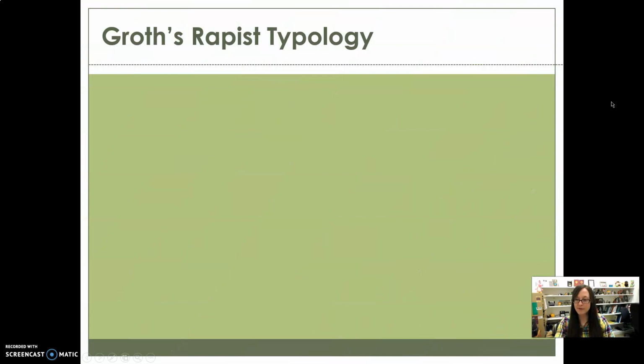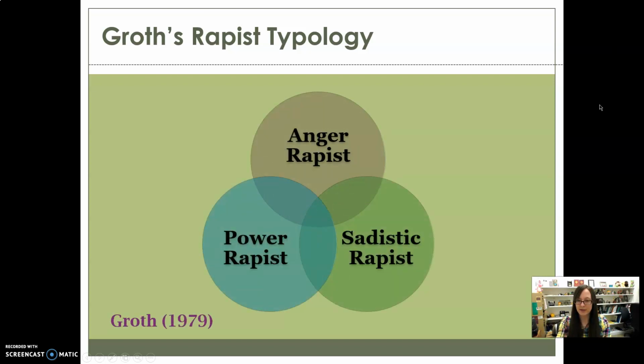So when we're talking about different types of rape, there are two main typologies that I want to talk about. The first is Groth's rapist typology. This is basically a way to take the umbrella idea of rapists, because they're not all the same, and break them down into groups that are more similar. So this is what Groth's rapist typology looks like.